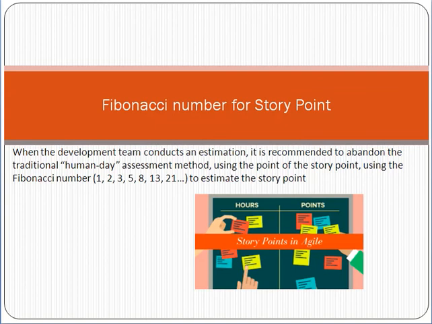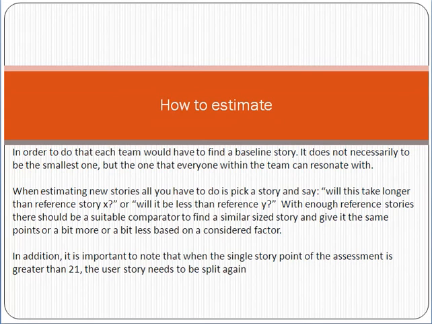Now the story point uses the concept of Fibonacci. Fibonacci means that we use 1, 2, 3, 5, 8, 13, 21. We use these numbers to mention the difficulty level of the story point. Now friend, how do we estimate the stories or user requirements?